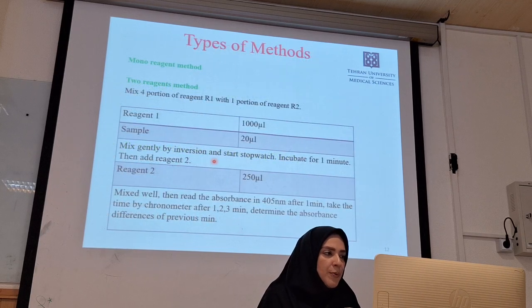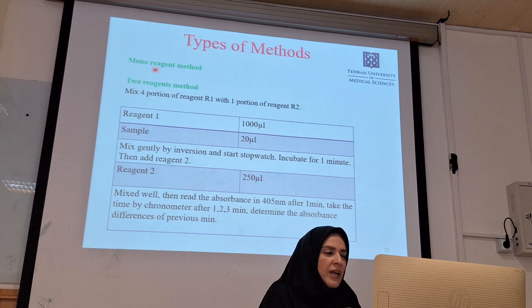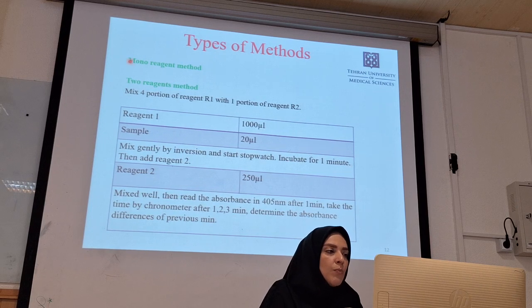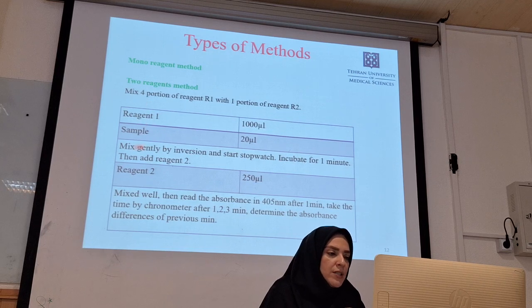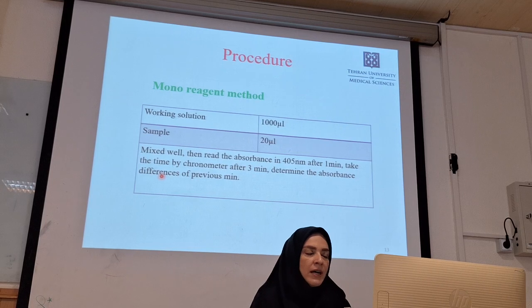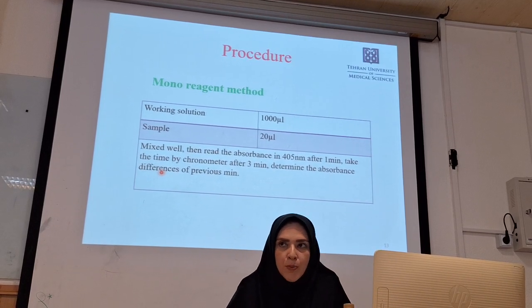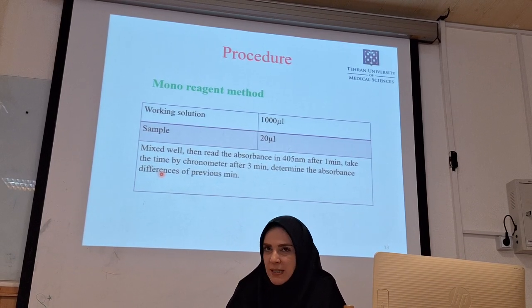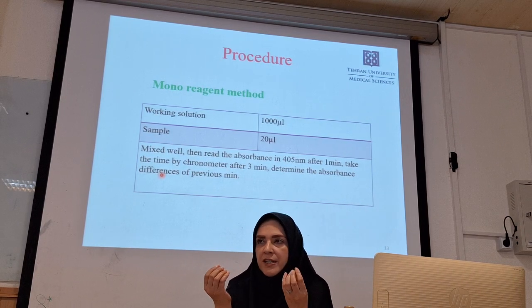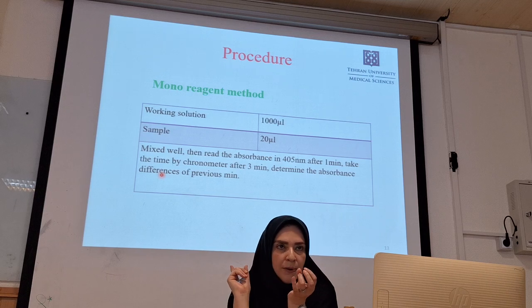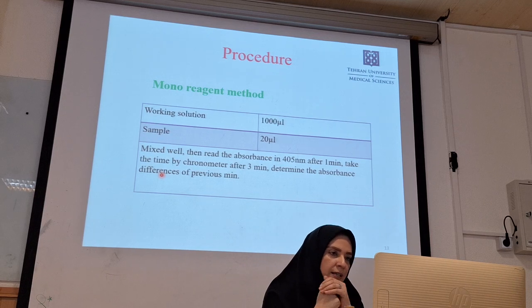We can do this procedure in 2 ways. We have 2 types of methods, monoreagent method and 2 reagents. For the 2 reagents, we require number 1 reagent, and after mixing, you add the number 2. Maybe it's a little complicated, so I asked Mrs. Haddadi to provide the mono reagent because it's very easy. For mono reagent, at first, we mix it. Please take a picture of this procedure because it's important.